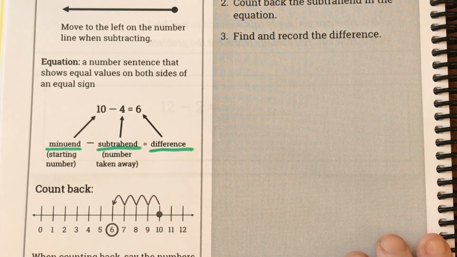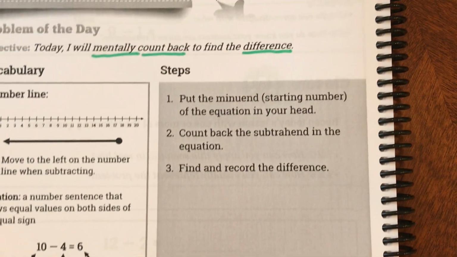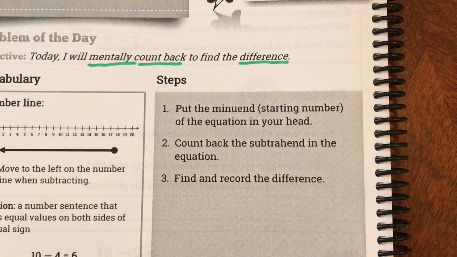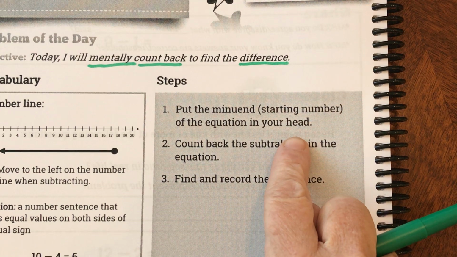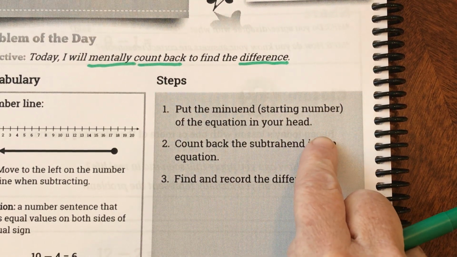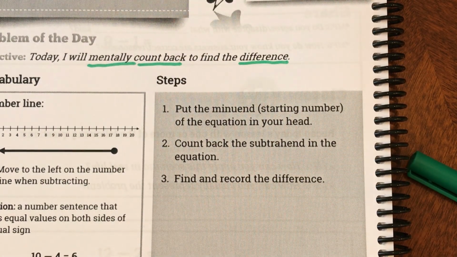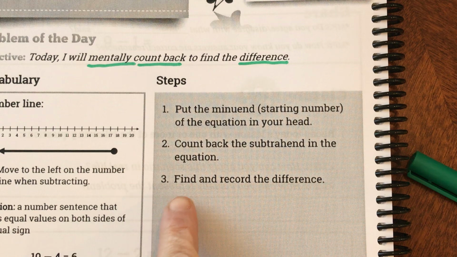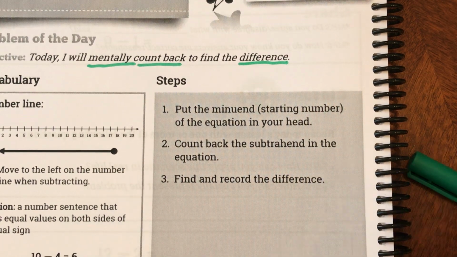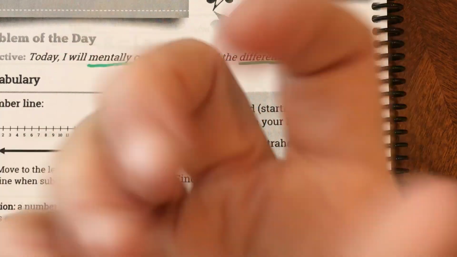Okay, so they counted back with the number line here, but I'm going to show you a different way because we're not going to have number lines. They're not going to give them to us for today's lesson, so we're going to have a different strategy. Our steps say we're going to put the minuend, or our starting number, of the equation in your head. We're also going to actually write it down. So I'm going to show you how we could write it down. I'm also going to show you how we could put it in our hand. So I'm going to show you a couple different ways to do it. And then we're going to count back the subtrahend in the equation and find and record the difference.